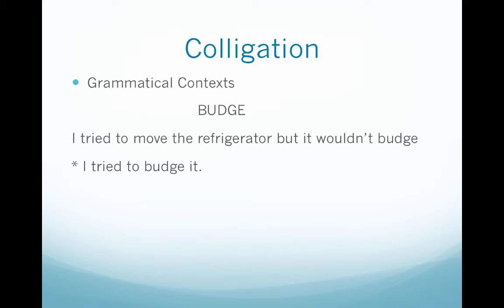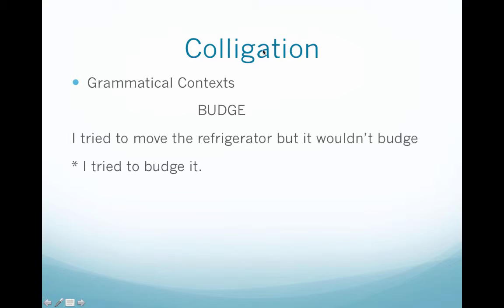Colligation. If we look at the word root, lig having to do with tie or bind, basically, we're talking about grammar here. The grammar is the glue that binds words to other words, and so we're talking about the grammar that occurs with the word in question. And here's the classic example that Sinclair uses: the word budge.